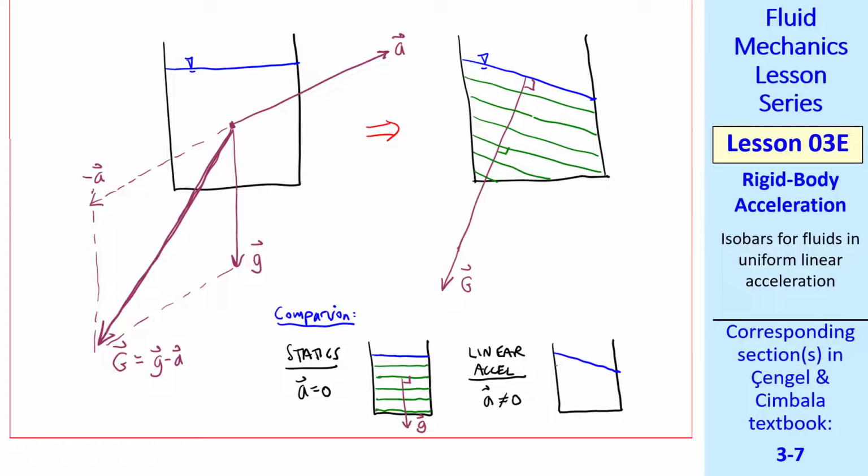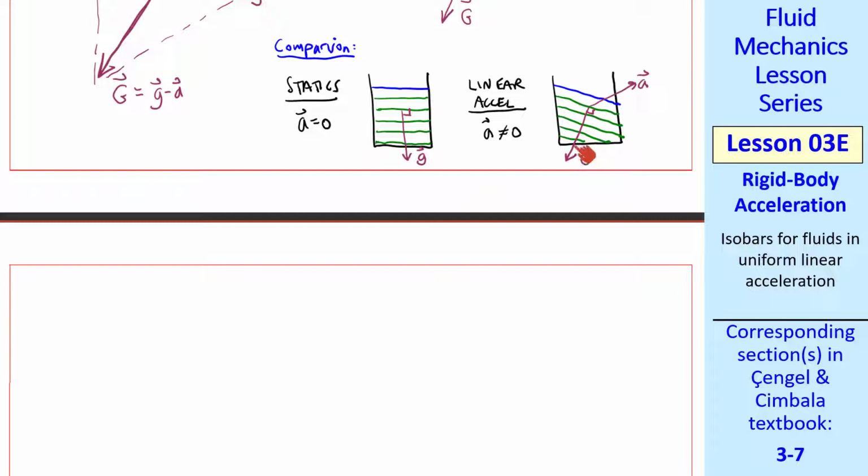The surface is tilted, and so are the isobars, but they're perpendicular to g, capital G in this case. This works for acceleration in any direction. You just have to vectorially add g and negative a to get capital G. Once you've identified what capital G is, it's the same as statics except with a different gravity vector. I like to pretend I'm on another planet where the gravity is not acting down, but in some inclined direction.